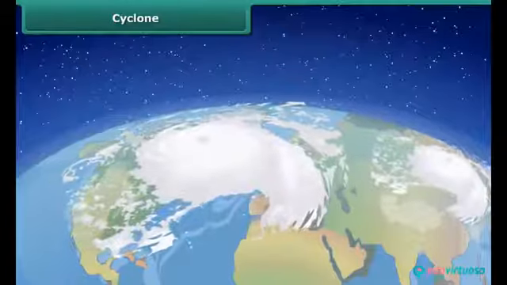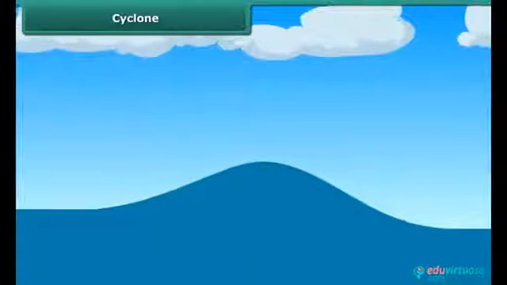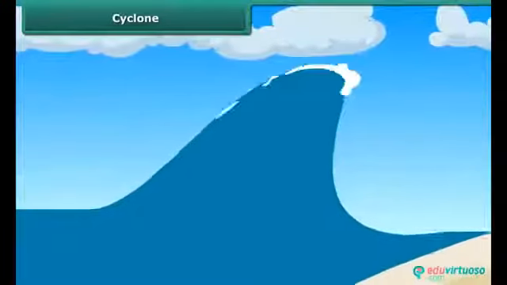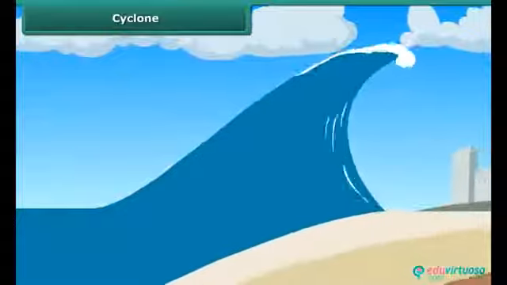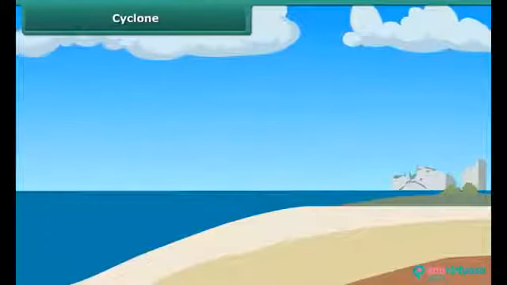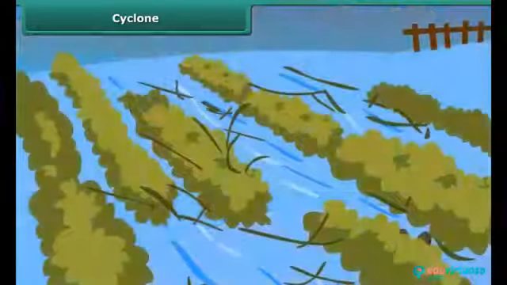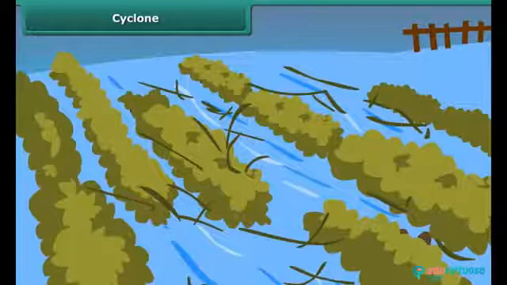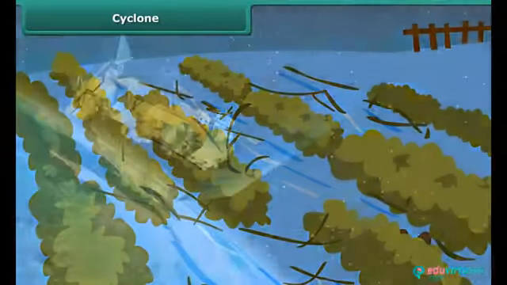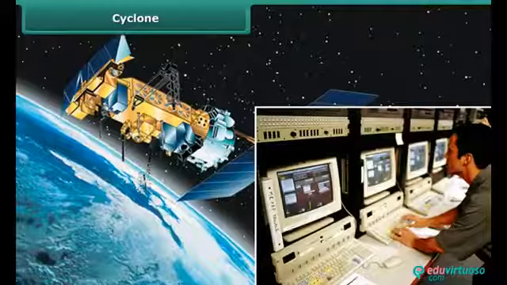Cyclones are extremely destructive. They can lift the water as high as 3 to 12 meters. As a result, the seawater enters the low-lying coastal areas, causing loss of life and property. It also causes heavy floods. As a result, the fertility of the soil can also be reduced. Now it has become possible to monitor cyclones with the help of satellites and radars.